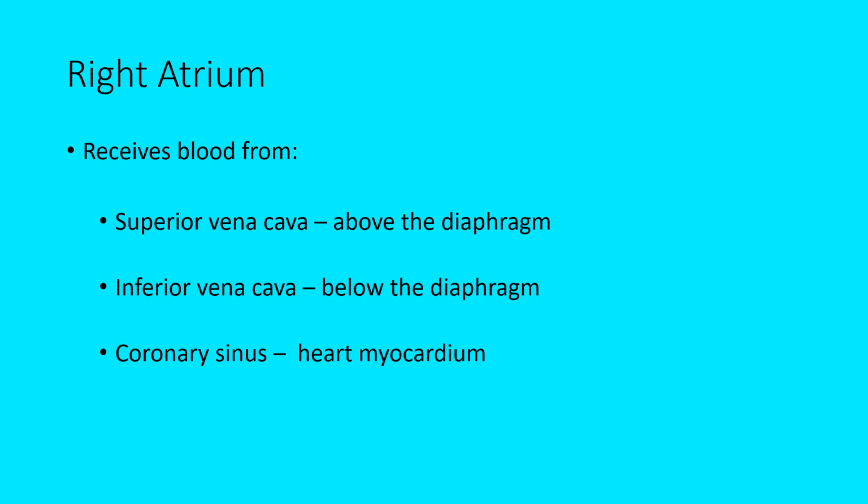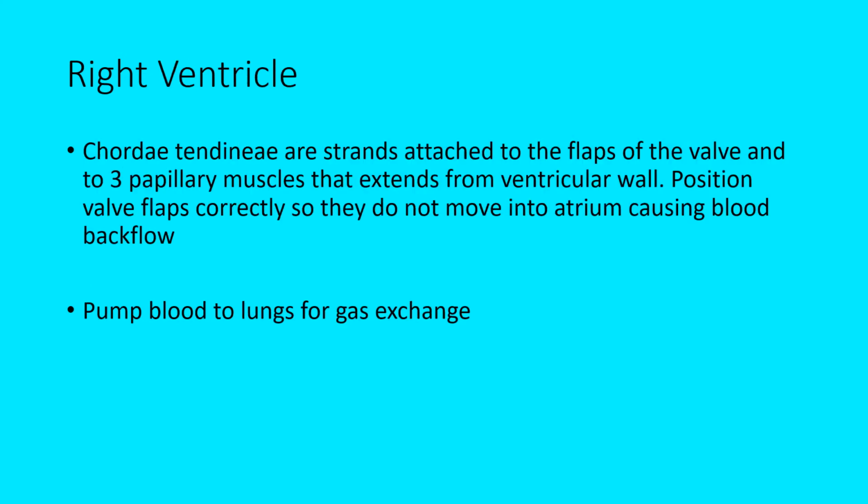So the right atrium is receiving blood from three different components. It's going to receive blood from the superior vena cava, which is draining blood from everything above the diaphragm. The inferior vena cava is bringing all the blood from below the diaphragm back to the heart. And then the coronary sinus, this is bringing blood from the heart muscle itself, not in the chambers of the heart, but supplying the cardiac muscle itself. It is going to be returned to the heart via the coronary sinus. So all three of those will drain into the right atrium.